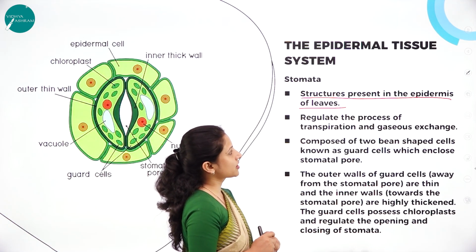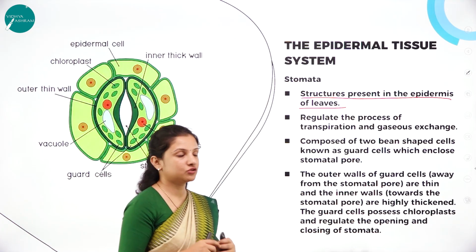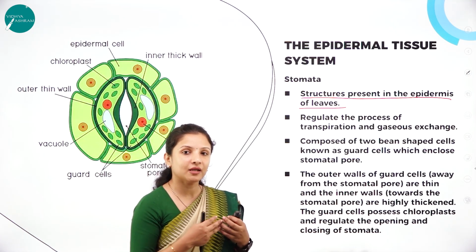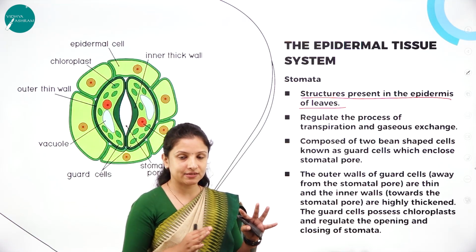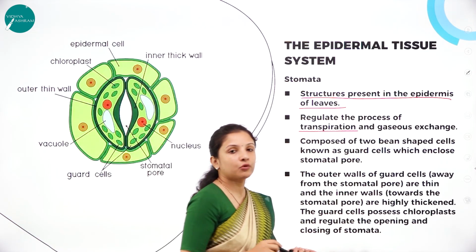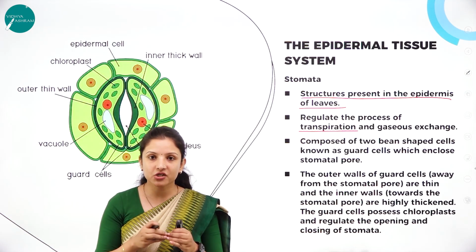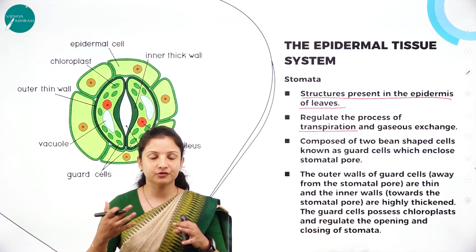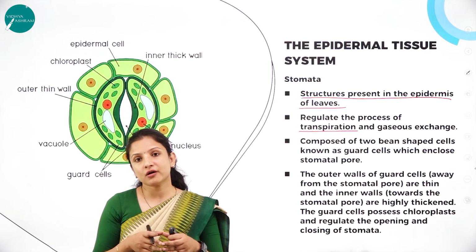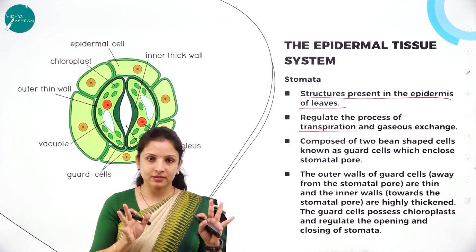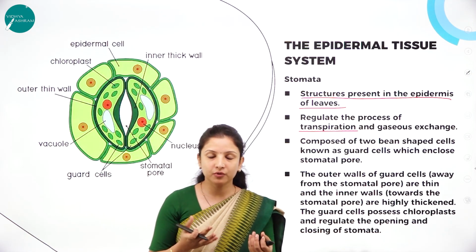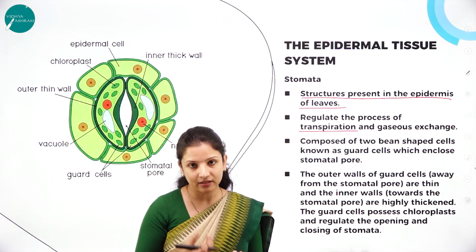So stomata are structures that are present in the epidermis of the leaves, and what is the function of the stomata? They mainly help in regulating the process of transpiration. So what is transpiration? Transpiration is nothing but the loss of water. So plants need to balance water inside their body. It is not that whatever water is there, the plants absorb it. It will lead to a lot of problems or malfunctioning of the cells in the plant.